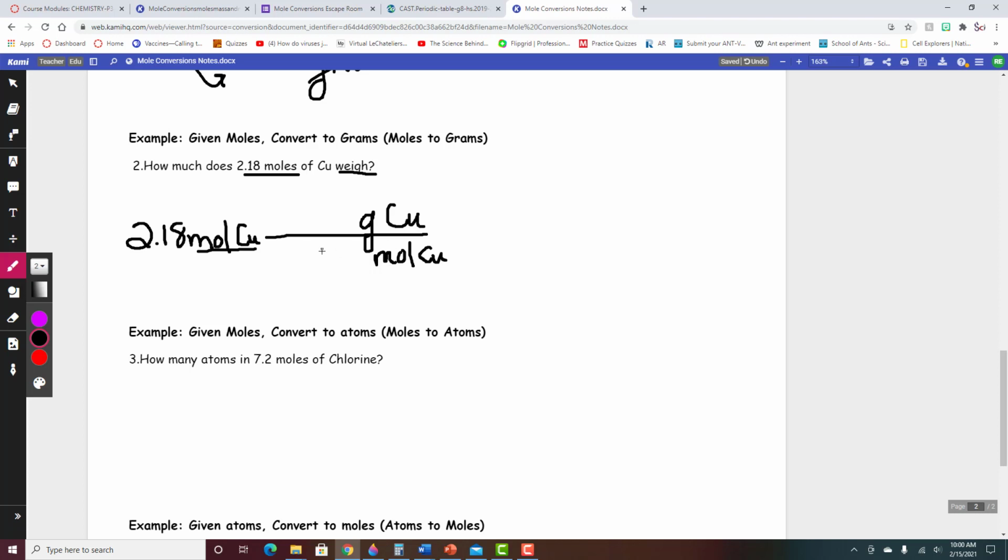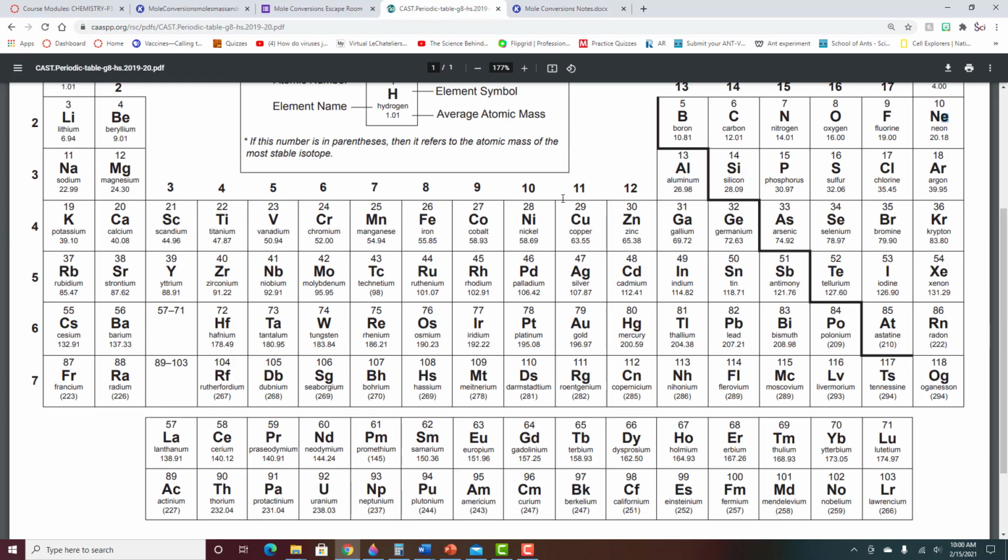And the mole, you're going to write 1. Okay? And with grams, you're going to go to the periodic table. So Cu is right here, 63.55.